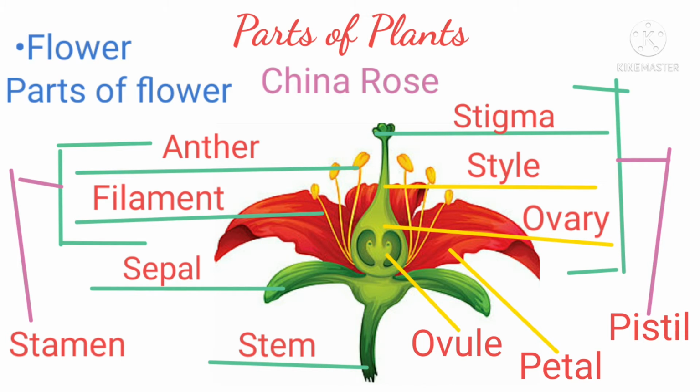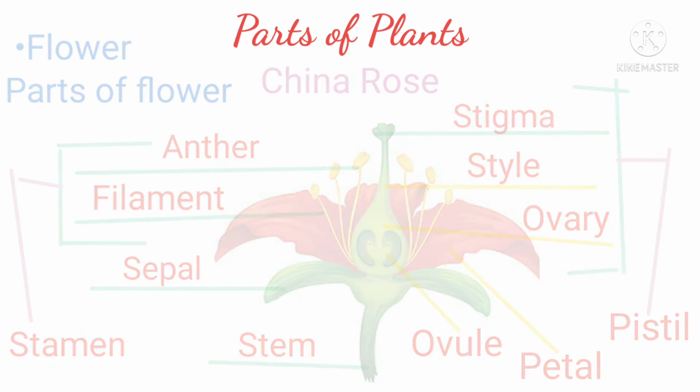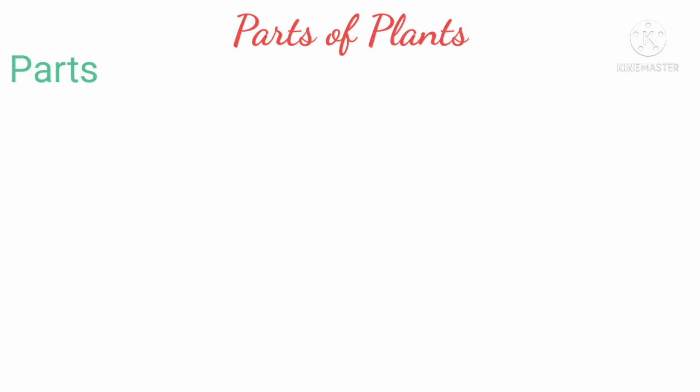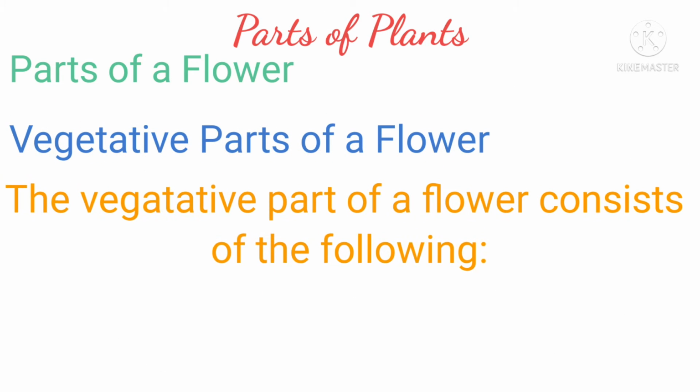This is the picture of China rose with its parts. Kids, let us see the vegetative part in a flower.